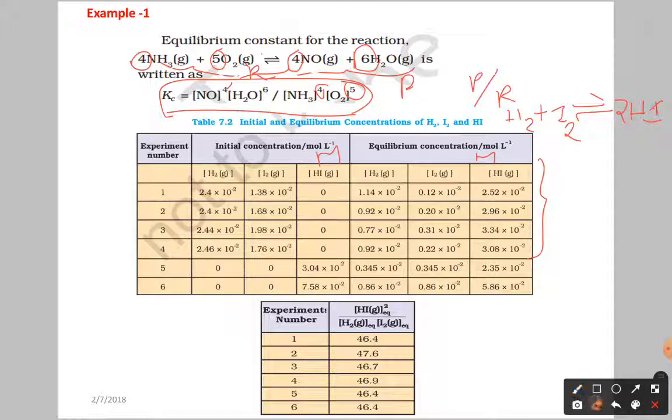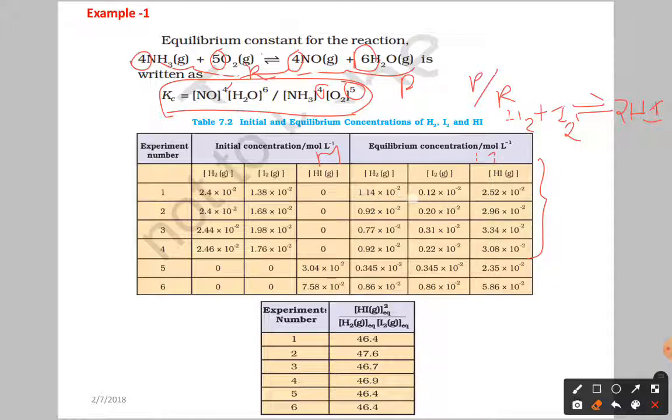Here the H2 concentration is given, the I2 concentration is there, and the HI concentration is 0, which means it is the initial condition. As you know very well, initially we have only reactants, there won't be formation of product. But after some time, at equilibrium, you should have the reactants along with the product, okay.